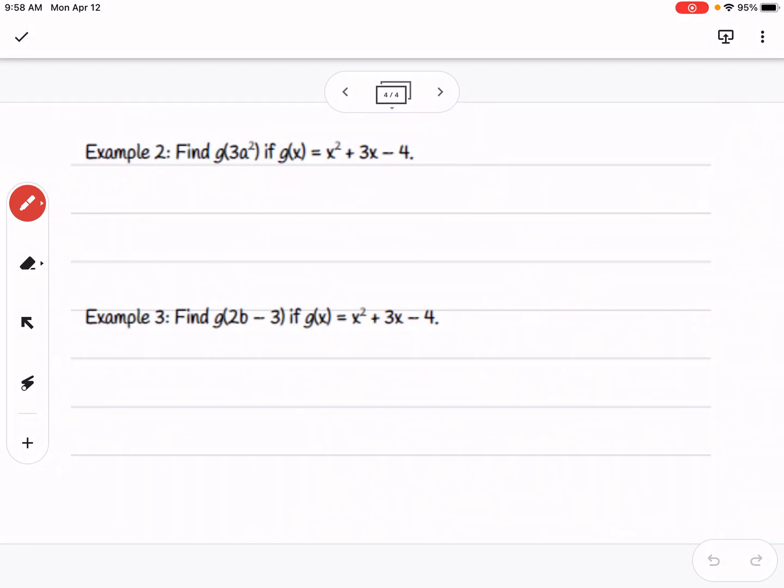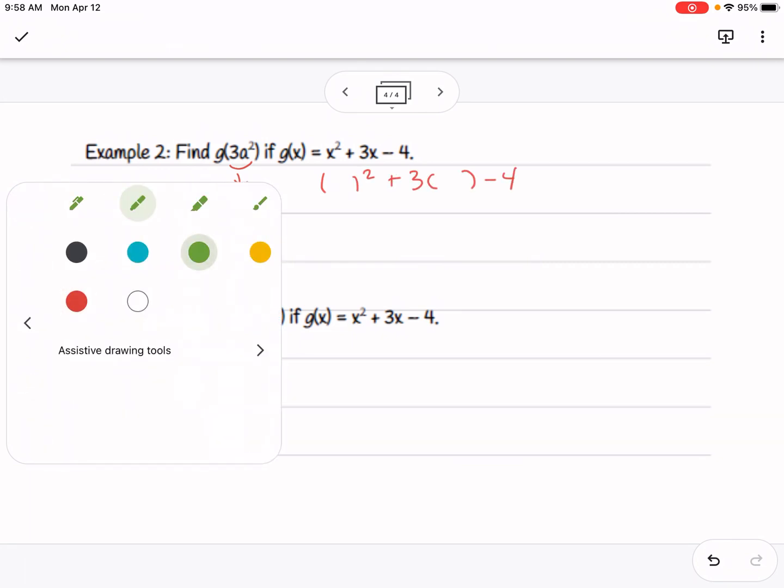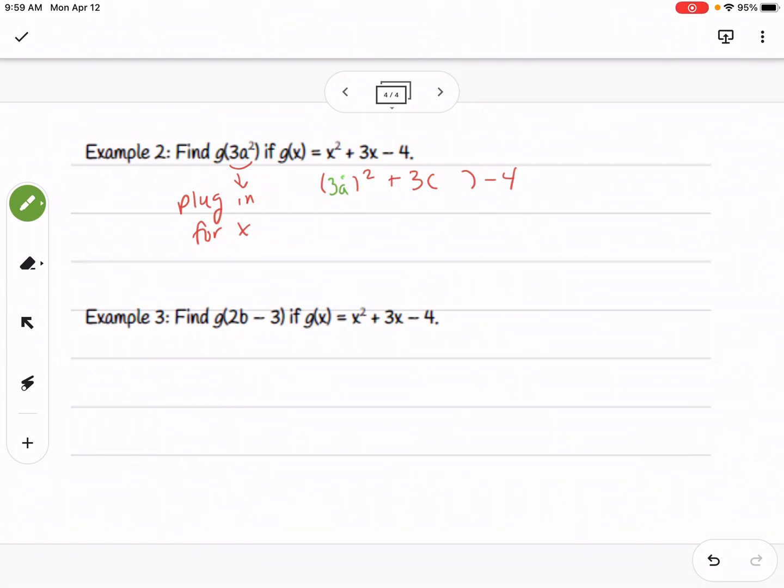This next one's similar, but this time we're plugging in 3a squared for x. So everywhere I see an x, I'm going to put parentheses. And now I'm going to go in and plug in the 3a squared. And then I can start to simplify it. Here I'm doing 3a squared to the second power. When we learned the laws of exponents, we learned that if there's a little power on the outside, you give it to everything on the inside.